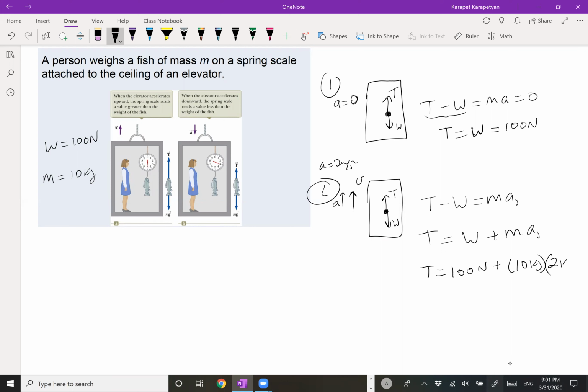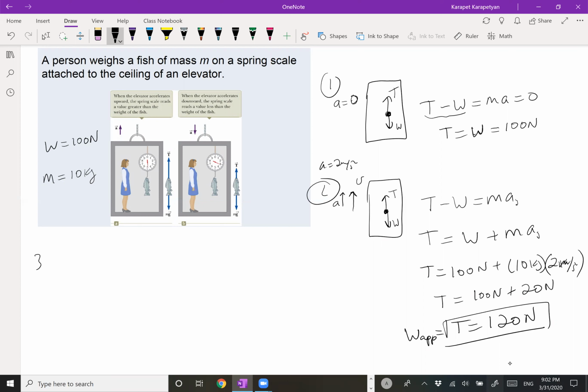If I put 2 meters per second squared here, you can see the reading of the scale will be 100 newtons plus this 20 newtons, 10 times 2. So the reading will be 120 newtons. It will be more than the actual weight. That's why sometimes we call this apparent weight, which is the weight of the fish appears to be greater than before. Obviously the fish doesn't have more mass, doesn't have actual more weight. It just appears to be because the scale will give you 120 newtons rather than 100 newtons.